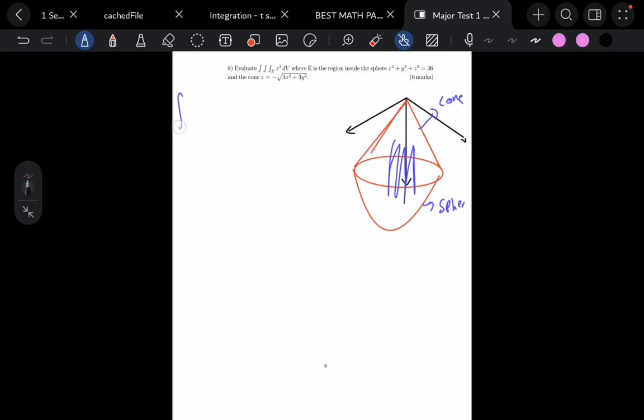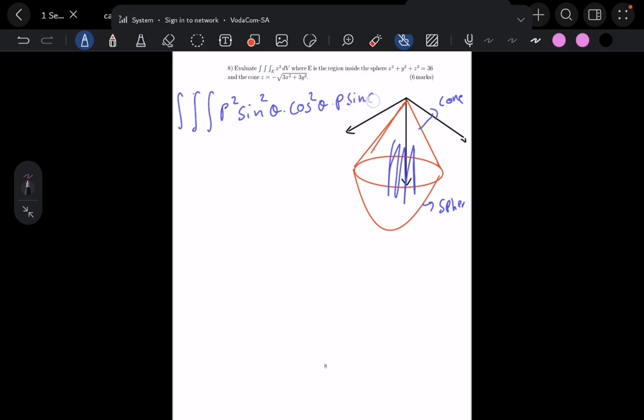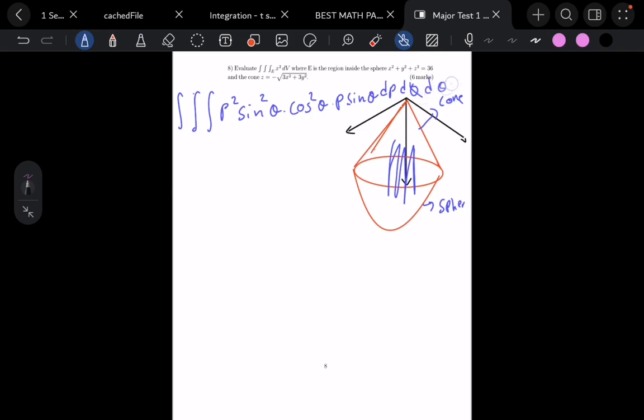So I have an integral which is going to be rho squared sine squared phi times cos squared theta times rho squared sine phi d rho d phi d theta. Now between what coordinate? What is your rho? Your rho will start from 0 to 6. What is your theta? Your theta will start from 0 to 2 pi. What is your maximum value of phi here? It is pi.